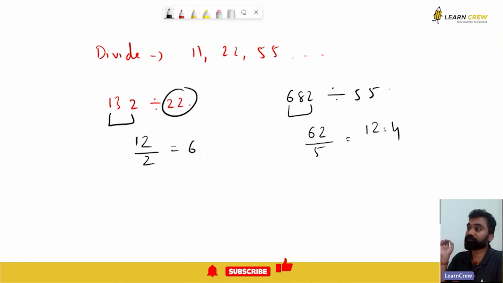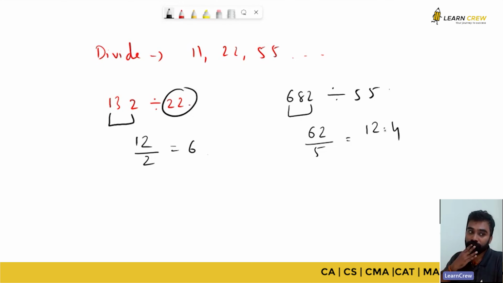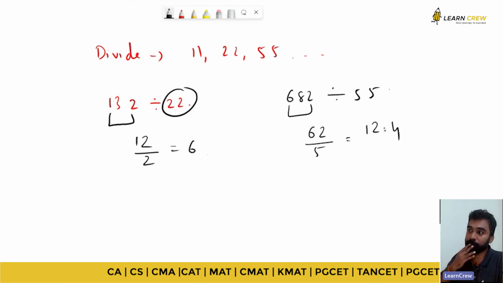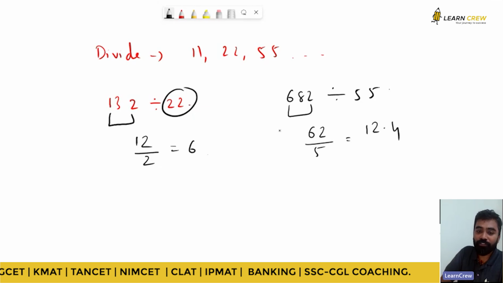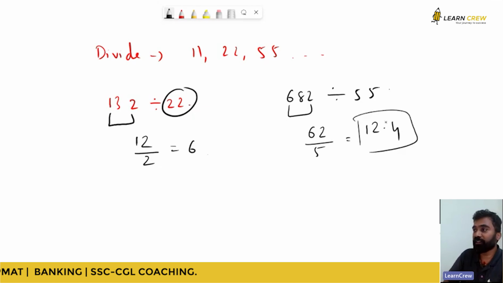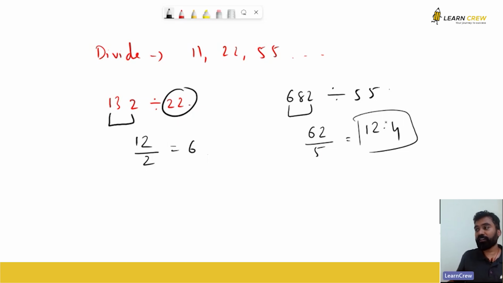The numbers are divisible by 11. I'm getting 12.4 only, so it's not completely divisible by 11. 680 is not divisible, that's why it is 12.4.